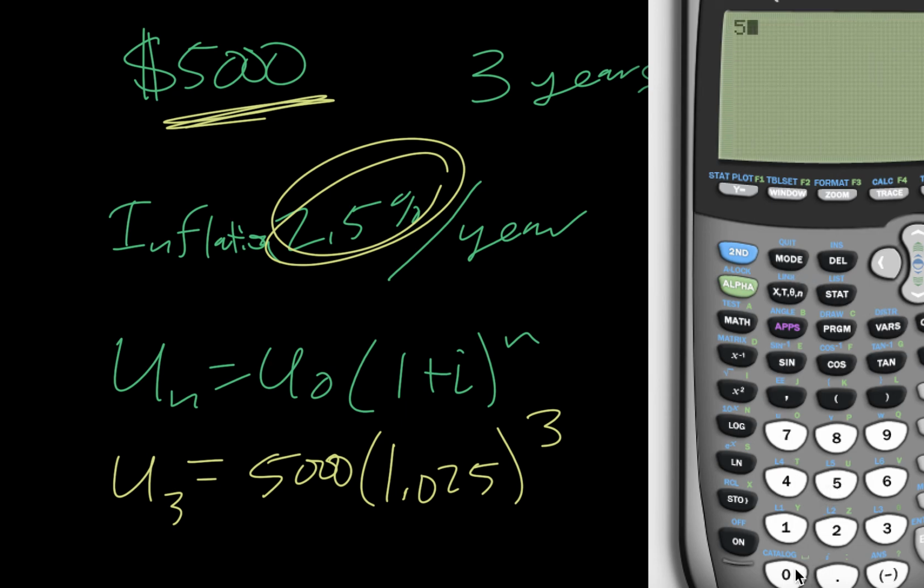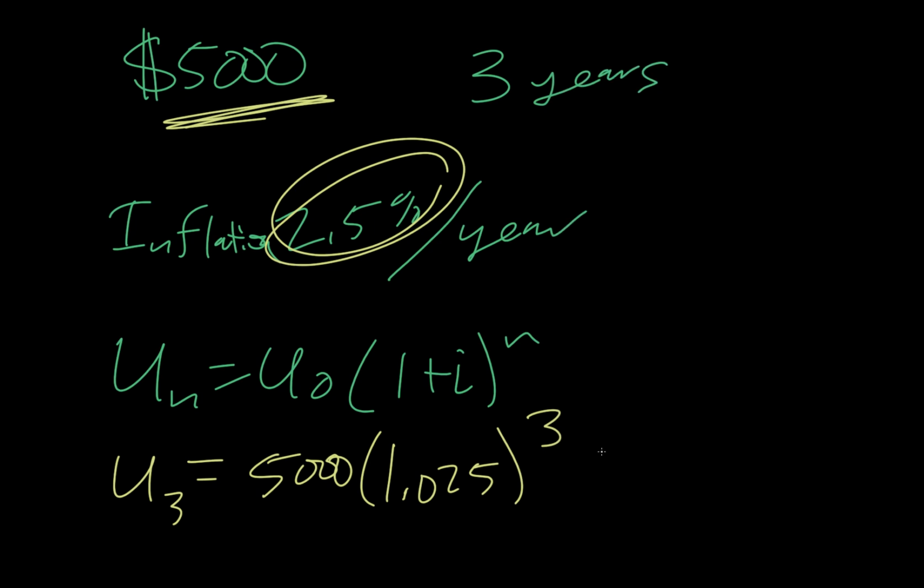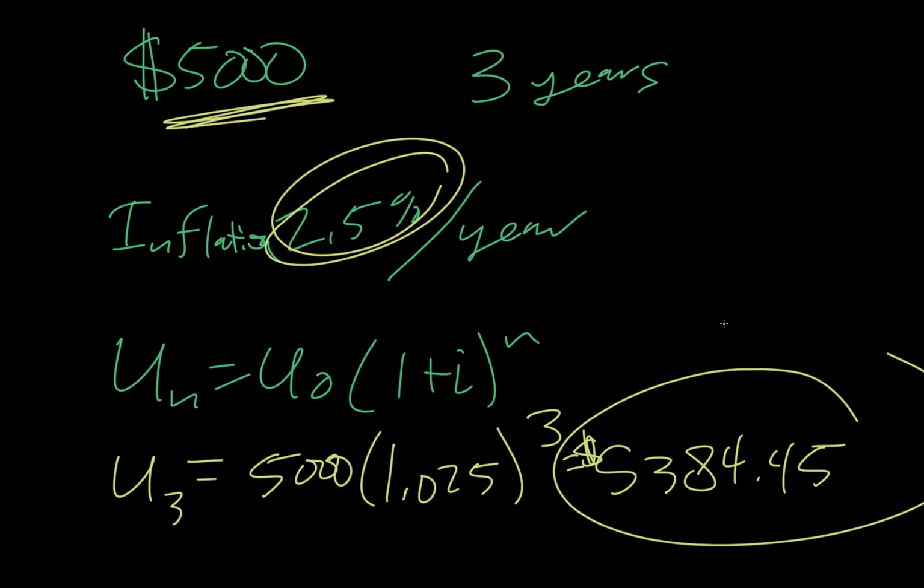So we say 5,000. I'll move this over a little bit. 1.025 raised to the 3, and then we end up with 5384.45. So that's the final value of the painting after 3 years. So that's the amount she would need to save up for if she's going to buy it in 3 years. All right, let's keep going.